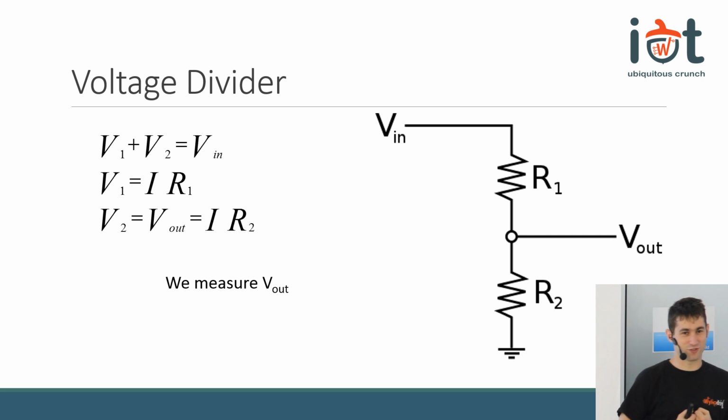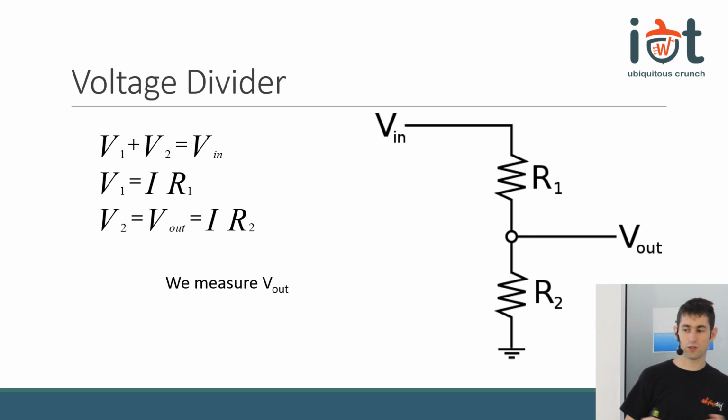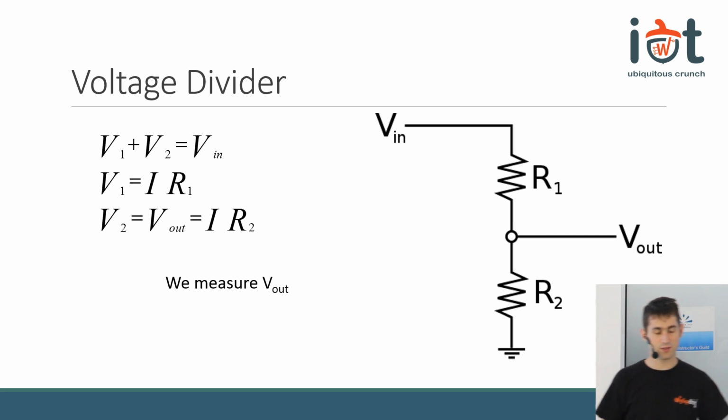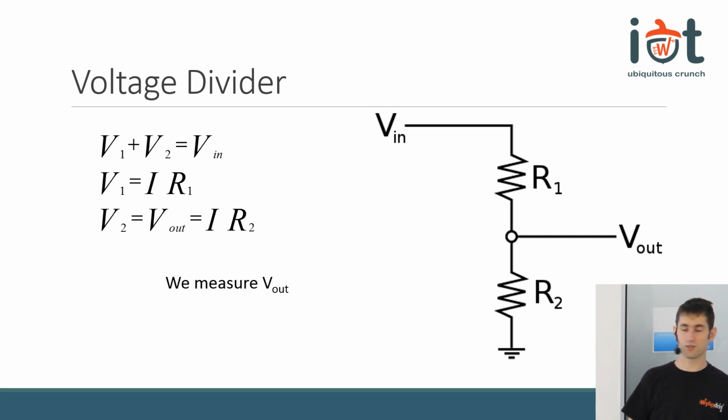Let's talk about the voltage divider. This is really, really important. If you understand this, you will understand how to connect sensors. If you do not understand this, you might have a hard time understanding why we do certain connections in a certain way. So what is a voltage divider? I will rephrase. It splits the voltage.